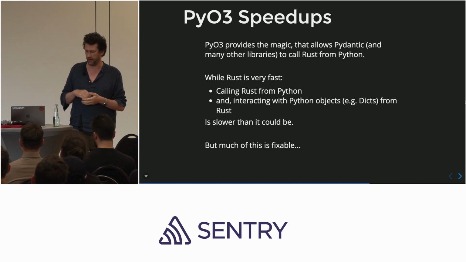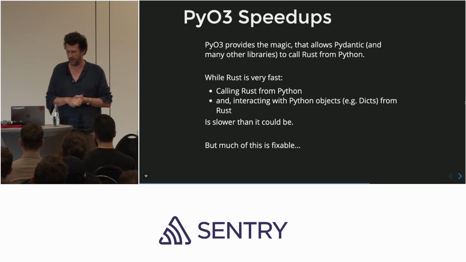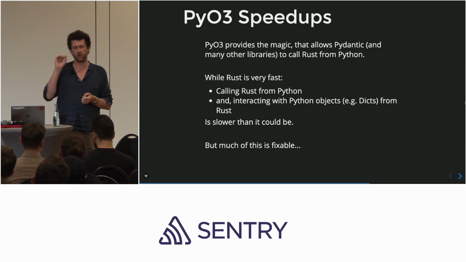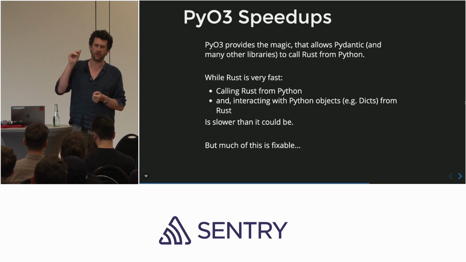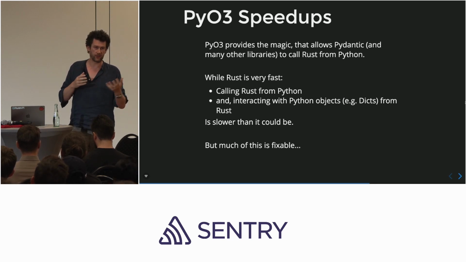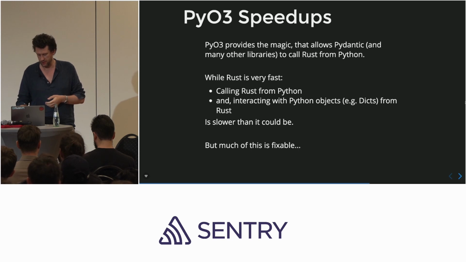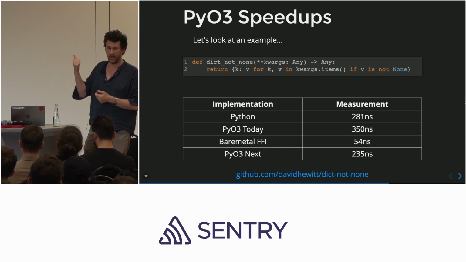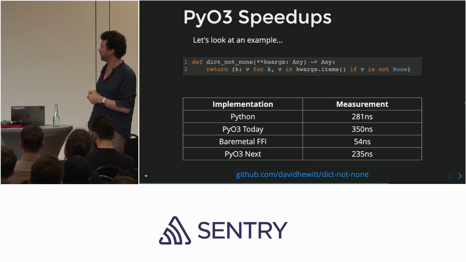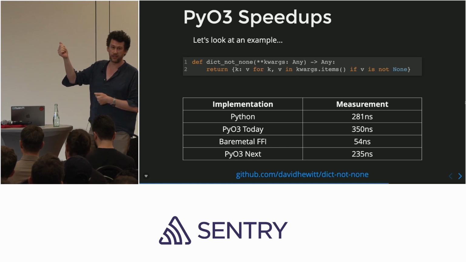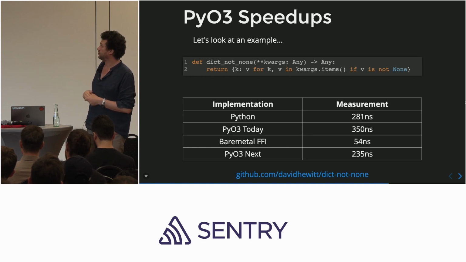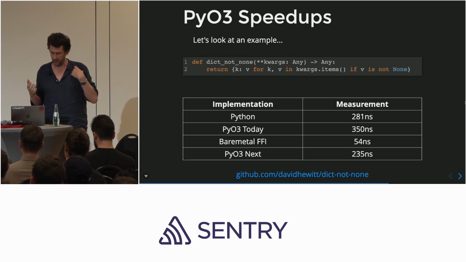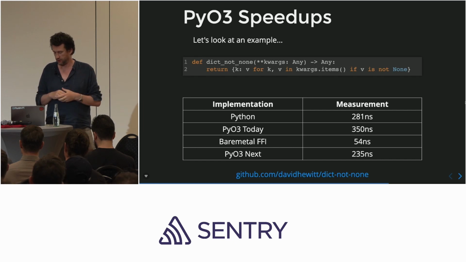So this is really introducing Pyo3 again, which Armin has already done, so I'll go on. But the fundamental point here is that although the Rust code is very fast, the way that Pyo3 interacts with Python objects could become much faster. So here we've got a very simple example of a function we have in the Pydantic core code base that we call a lot, where we basically take a dictionary as keyword arguments and we return it, but with the none values removed. And you can see here 4 different ways of calling that. Pure Python takes 280 nanoseconds.